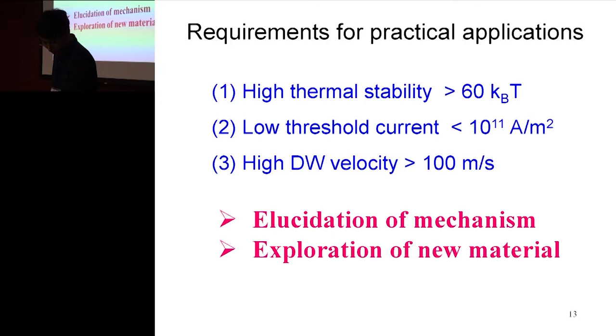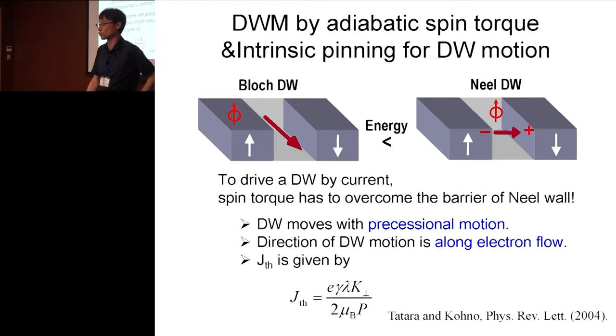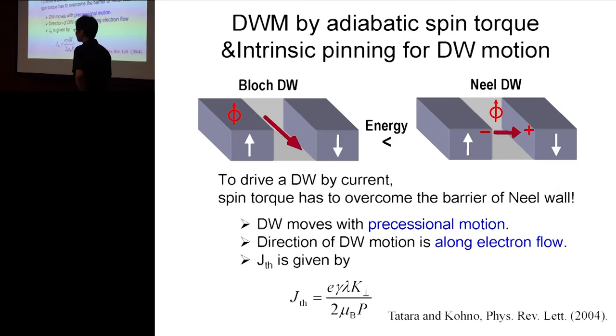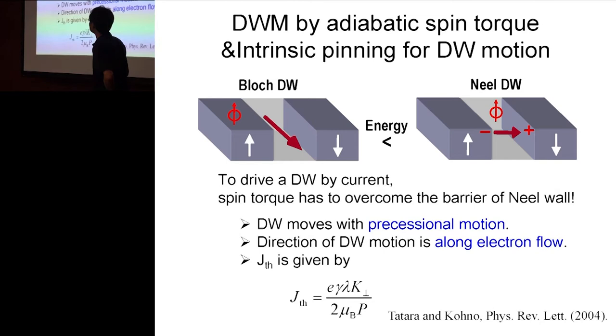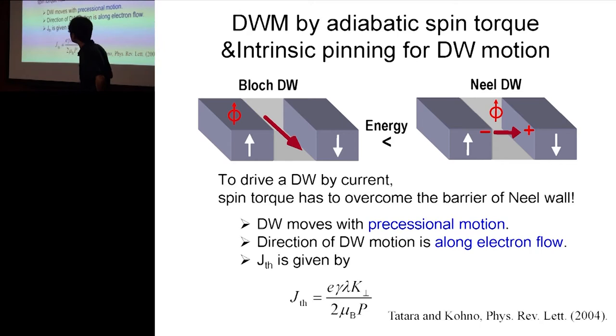There are several mechanisms for clamping domain wall motion. This is one of them, and I think it is the most simple and beautiful mechanism. What is that? If you make a wire with perpendicular magnetization material like this, here you have a domain wall. Then you have a so-called Bloch-type domain wall structure, which means the magnetic moment inside the domain wall is perpendicular to the wire axis. Right?